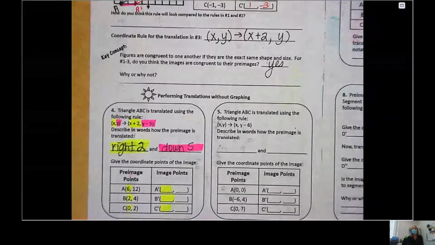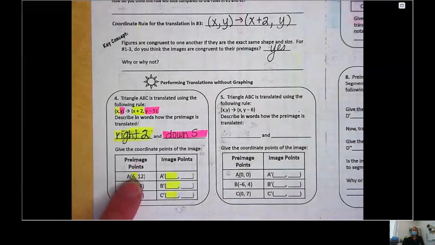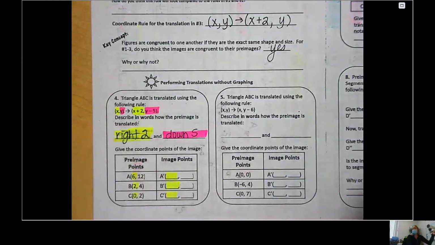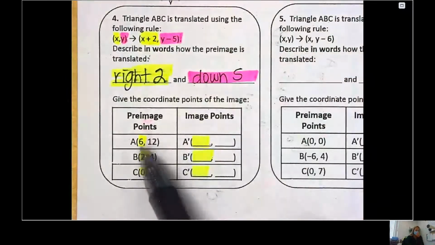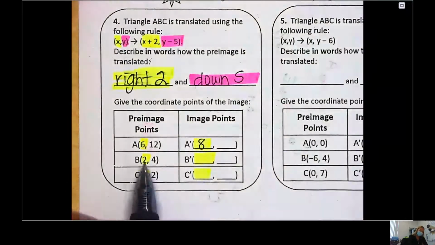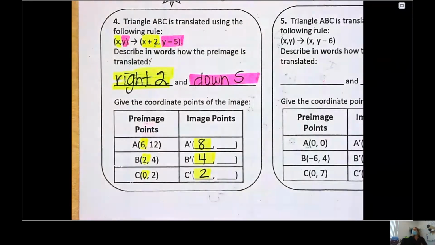Got it? Okay. I'm going to add 2 to each of those x's. So all I'm going to do is take the number that's given to me and add 2 to the number. But I'm literally just going to add. So what is 6 plus 2? 8. What is 2 plus 2? What is 0 plus 2? 2. Look at you guys. You just did all of your x variables.